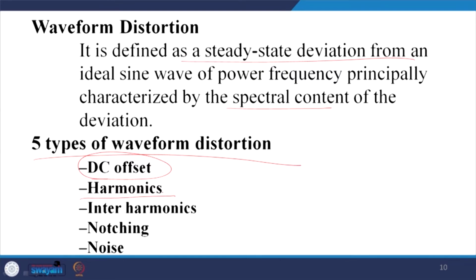There are harmonics. Once you have a nonlinear transformation from AC to DC, then on the AC side it will inject harmonics, and there are different kinds of harmonics. Special types of harmonics are called interharmonics, which we shall discuss in detail, along with their effect and why they arise in the system. There are notches and noises. Noise can be wideband noise and other noises that can be present in the system.